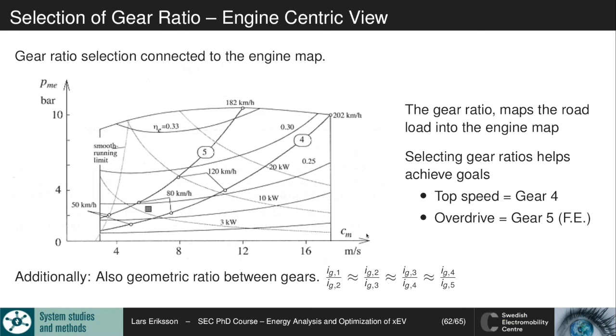When we select the gear ratios, we select them to optimize the fuel economy, but we're also selecting them for ease of driving. We can quite often have a geometric ratio between the gears so that we get the same feeling when we switch from gear 1 to gear 2, from gear 2 to gear 3, 3 to 4 and 4 to 5. We rev up the engine in the same way between all gears. It gives a natural way of working with the system.